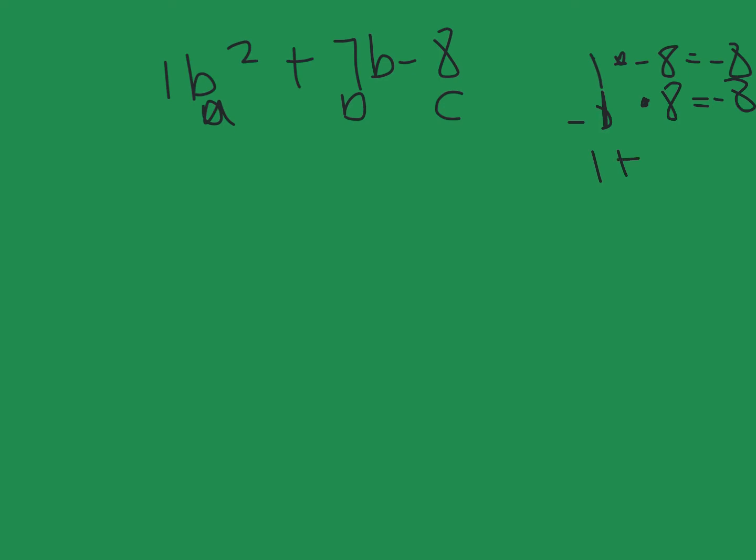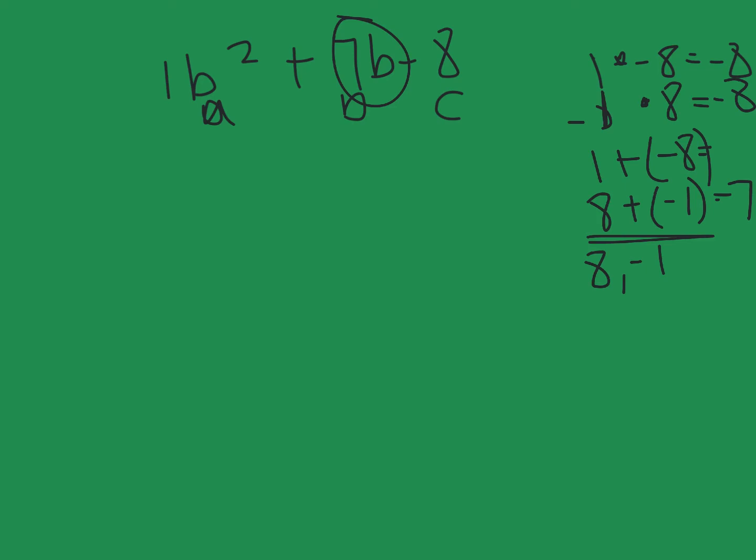Should we do 1 plus -8? Because it has to give us 7, remember? It has to give us our b. Or should we do positive 8 plus -1? I think we should do this one because 8 plus -1 equals 7, positive 7. So this is perfect. So we can use these numbers. We can do 8 and -1 because it equals -8, which is our A times our C, and it equals our B when we add them up.